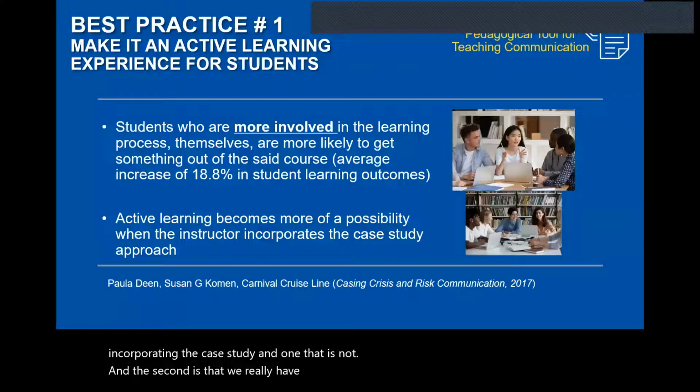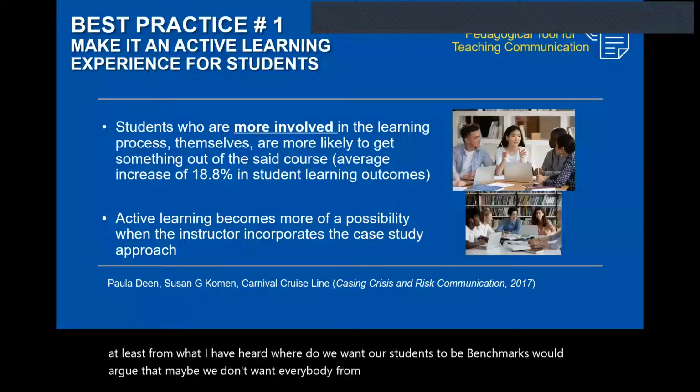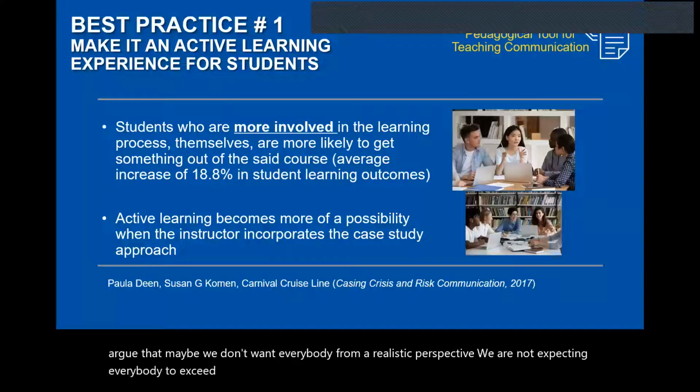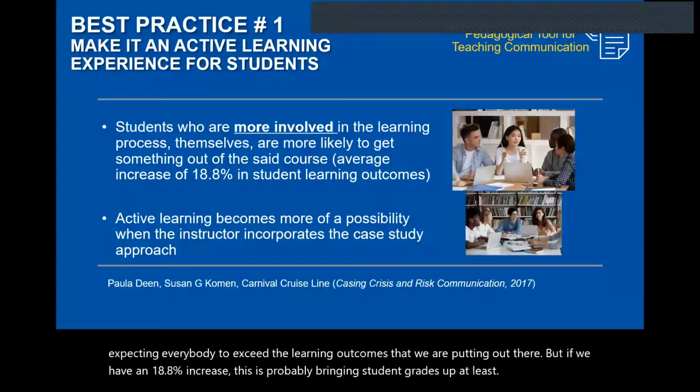We have no way of really knowing, at least from what I have heard, where we want our students to be. Benchmarks would argue that maybe we don't want everybody, from a realistic perspective. We are not expecting everybody to exceed the learning outcomes that we are putting out there. But if we have an 18.8% increase, this is probably bringing student grades up at least a letter, if not a letter and a half.